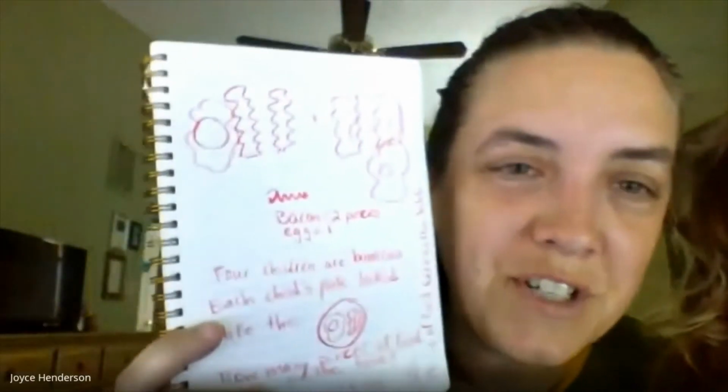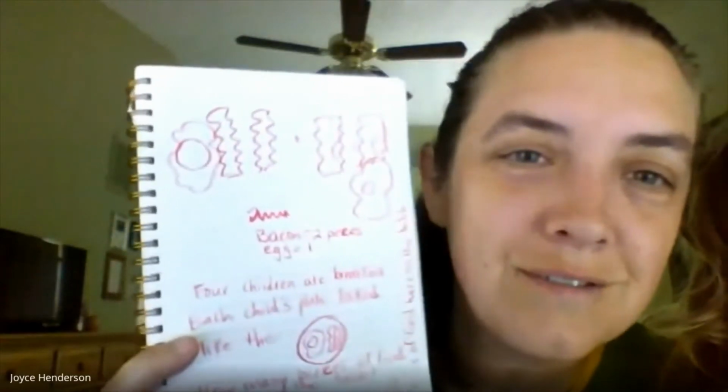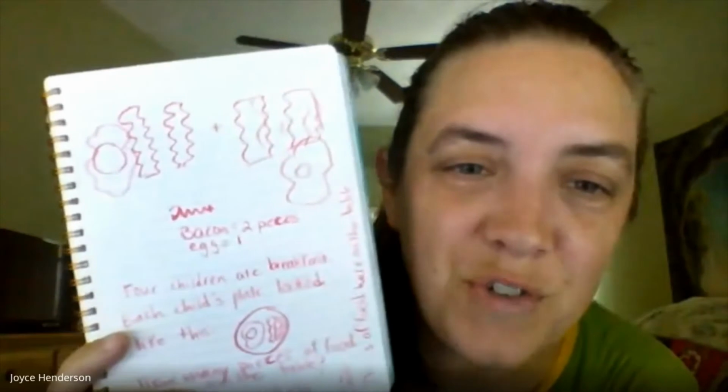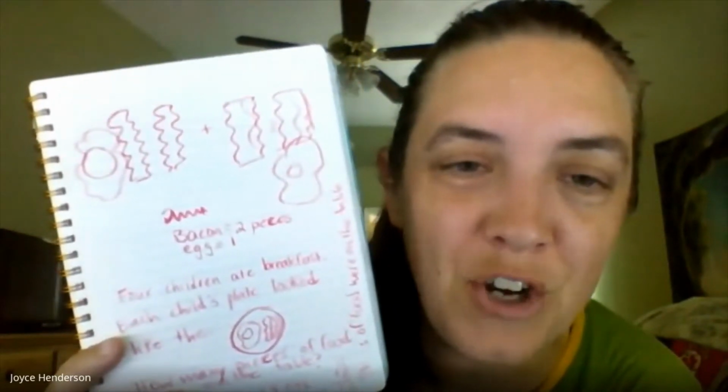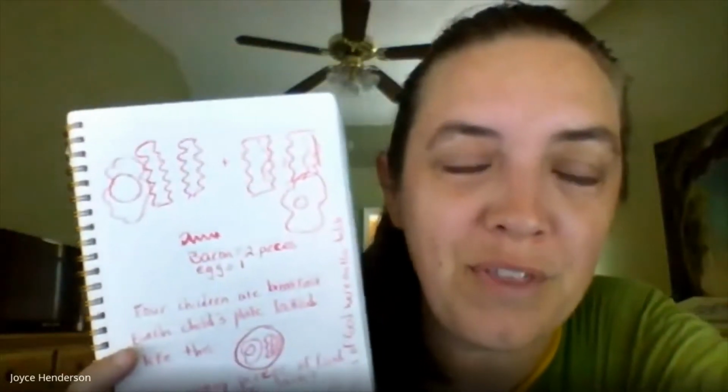Hey, Joyce Henderson here. Since I've been stuck in the house for so long, the math that's always on my mind is how much food I am cooking. So I did a little math problem with how much food is on the breakfast table, and drew a little picture of bacon and eggs. That's my contribution. Thank you. Perfect. Thank you for sharing.